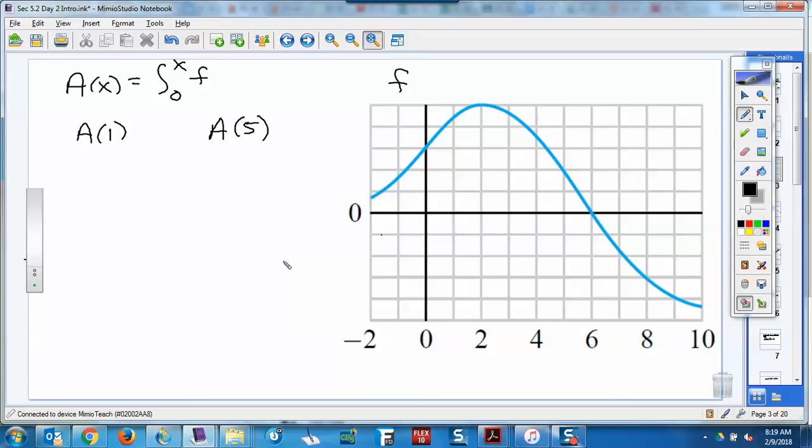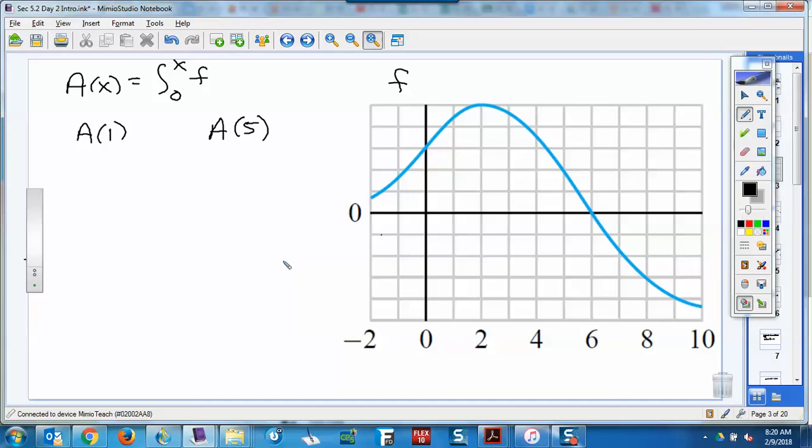4. Which is larger, A of 7 or A of 10? What did you say? A of 7. Now again, if you think area, what happens? A of 7, you got a bunch of positive area, a little bit of negative. But then when you go from 7 to 10, you're going to pick up more negative area. So therefore, the area will be less, and so A of 7 is going to be bigger. Or you could say, the slopes are negative, so what's the big A graph doing? Decreasing. So therefore, A of 7 is going to be bigger than A of 10.